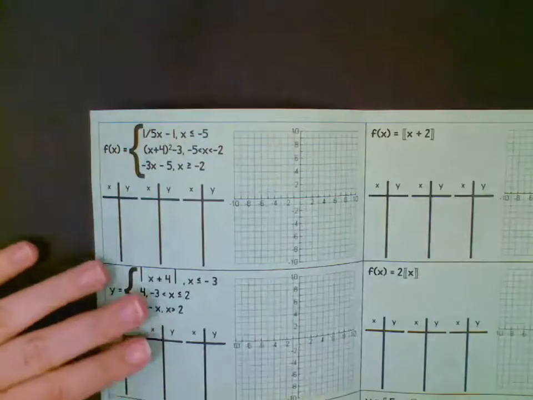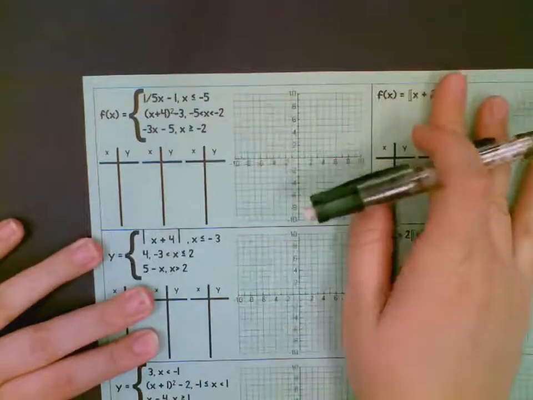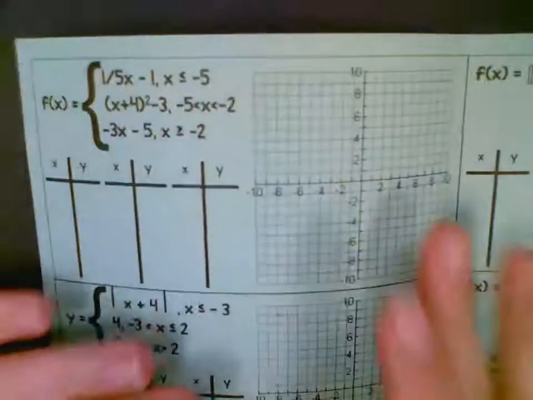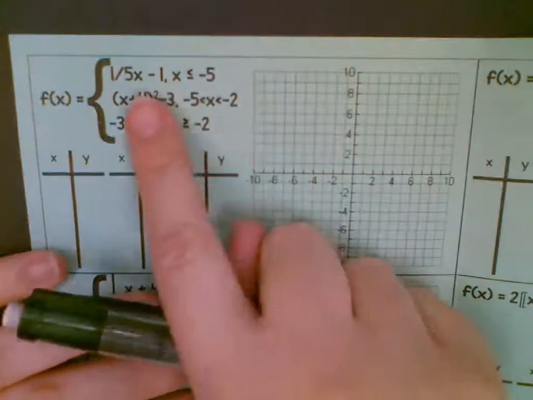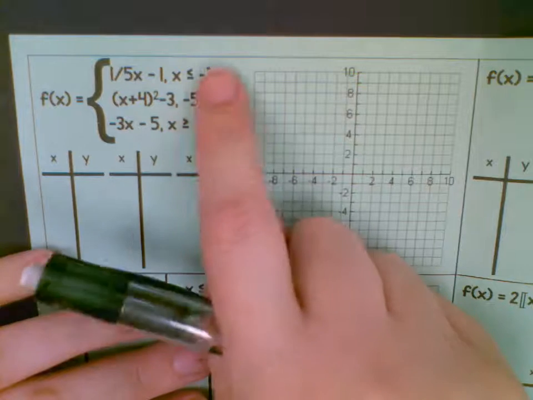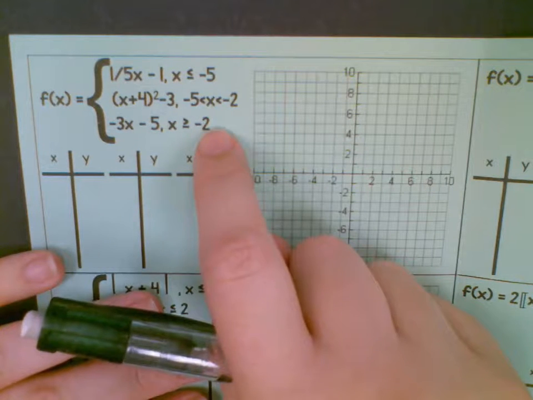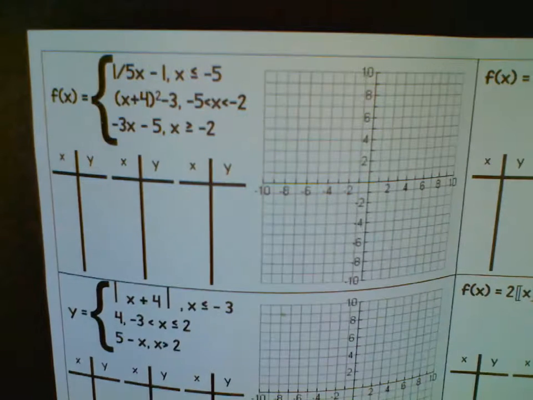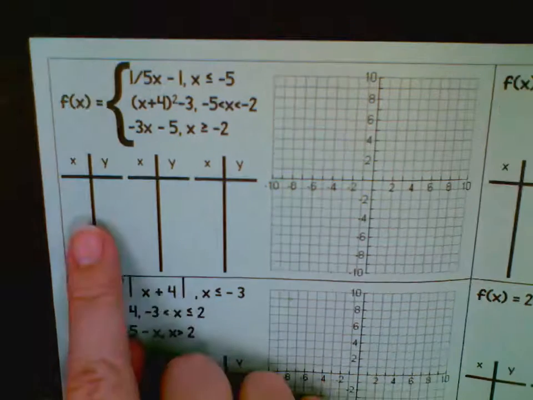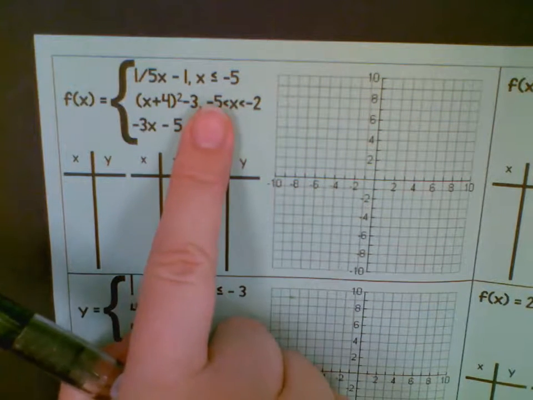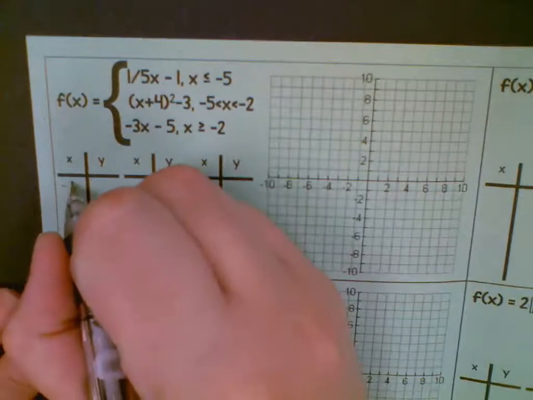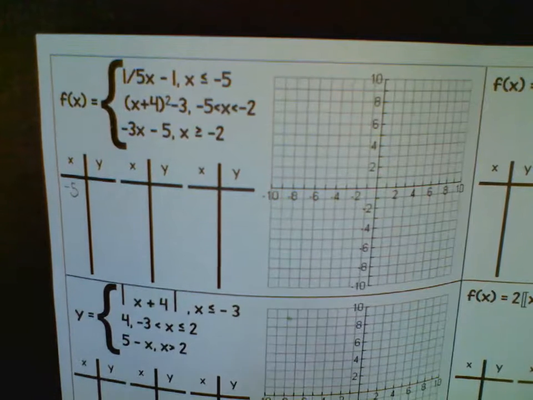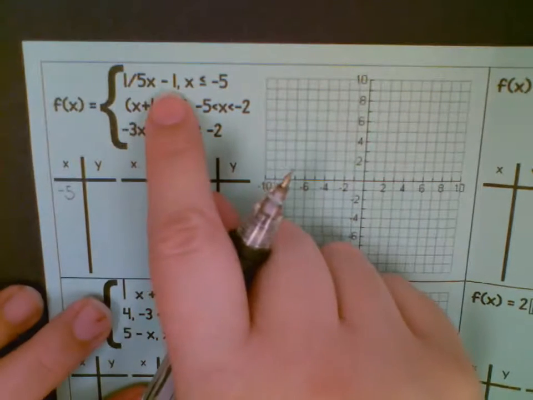Okay, so for these, all we're going to do is make a table, plug in our numbers, and then graph those points. We have to pay attention to the interval that each function is allowed to be in. Here we have 3 different functions, and they're all defined on a specific interval. For the first one, it says that our x values are less than or equal to -5. So we're going to make a table with x values less than or equal to -5. We're going to start with -5, and then we need at least one more point. Since it's linear, we need 2 points.